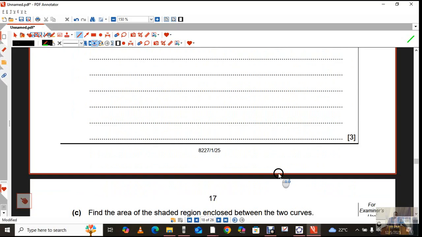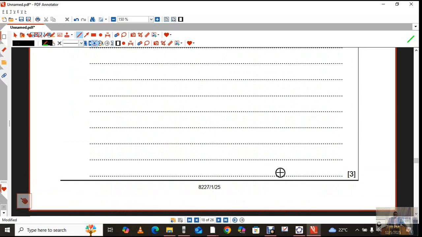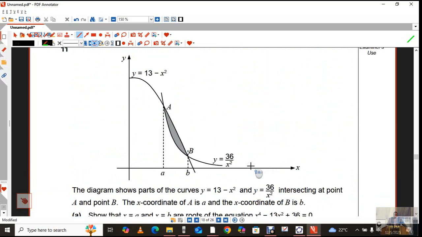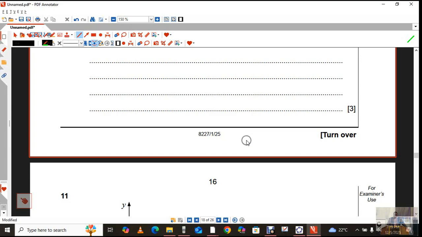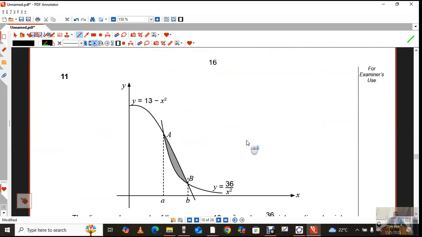Let's just wait until the thing decides to go back, because I've been scrolling it, but it's going its own way. It still does. Okay.